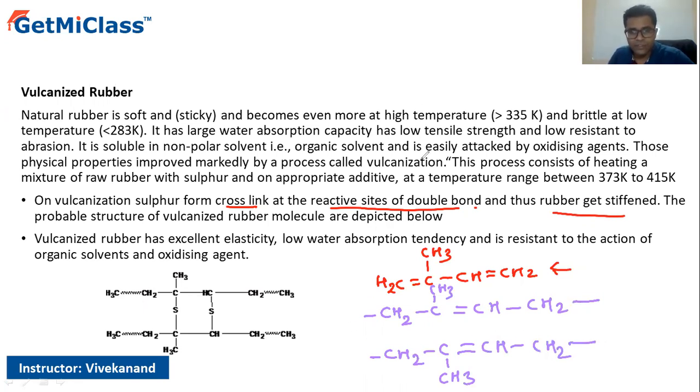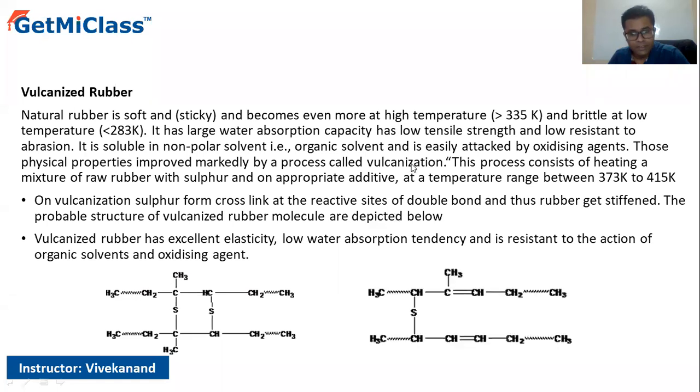At this position and this position, sulfur comes and interacts, diminishing these double bonds, and here it forms covalent bonds with the two chains. This process we call cross-linking. So the sulfur we are adding forms the cross-links. The more cross-links there are, the stiffer this rubber becomes. This is how we can observe it.